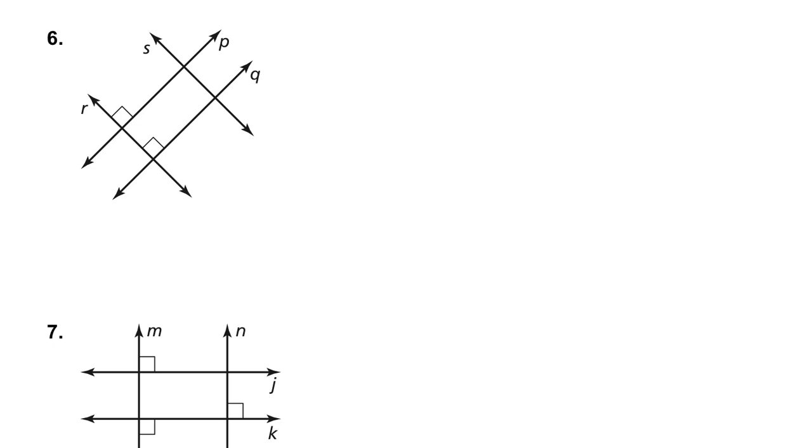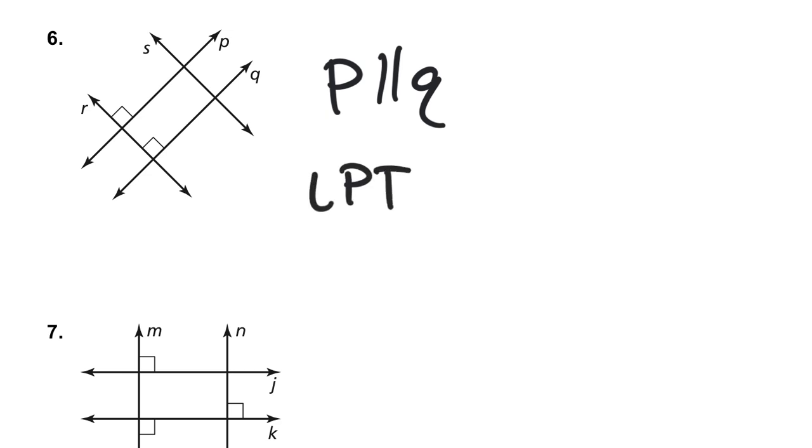If I look at number 6, I have two perpendiculars on the same transversal. So I know that if I have a perpendicular here and a perpendicular here on the same transversal, which is R, the theorem said that P and Q are parallel to each other. The reasoning would be our lines perpendicular to a transversal theorem. I'm going to abbreviate that.